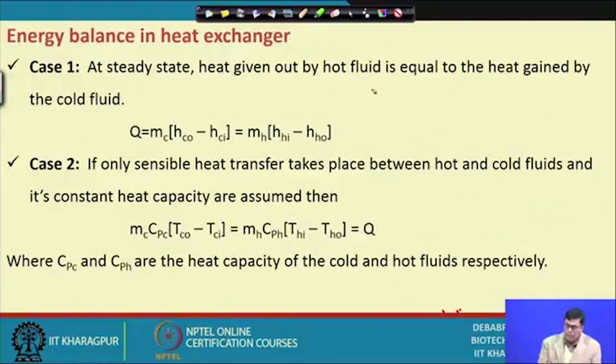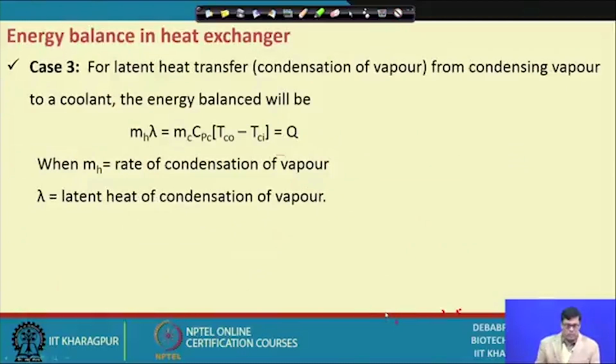Now, in case 1, at steady state, the heat given out by the hot fluid is equal to the heat gained by the cold liquid. It can be expressed like this: m C Cp (Co minus Ci), and similarly for the hot side. Case 3 is the latent heat for the condenser surface of the coolant. It can be expressed as mH lambda equals mC Cp (Co minus Ci) equals Q.